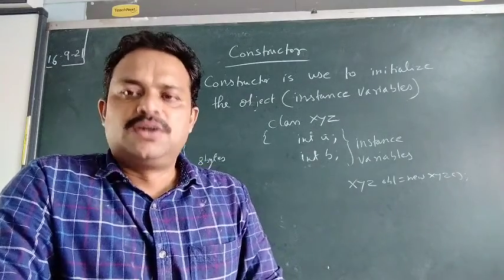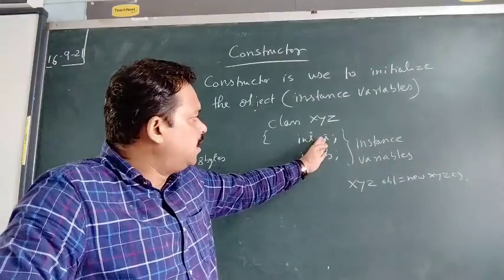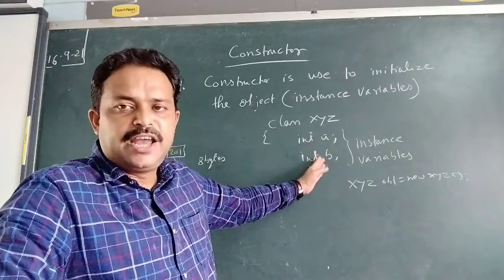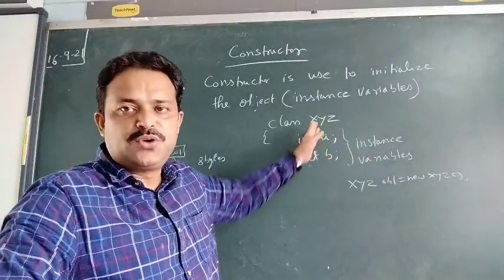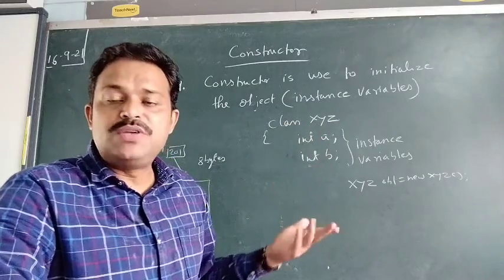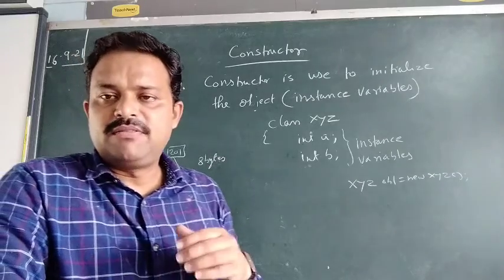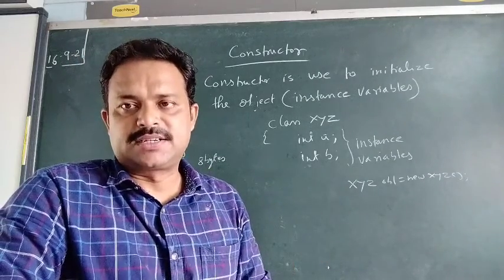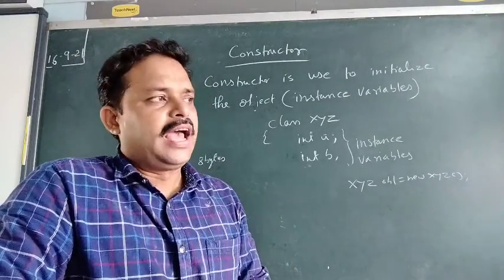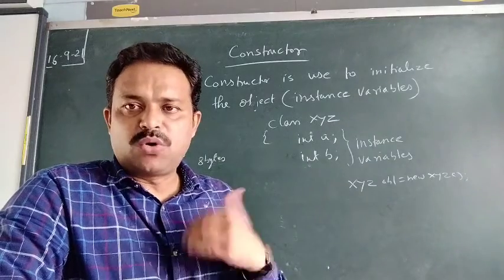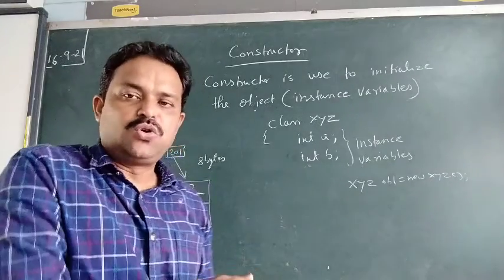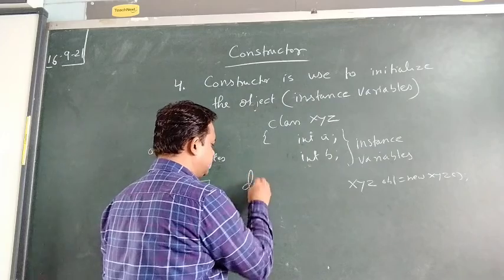Is it clear? Okay, so if you are not initializing A and B, then also I get the default value 0 and 0. From where is this value coming? The computer itself calls a constructor. And when a computer calls its own constructor, that constructor is known as the default constructor.